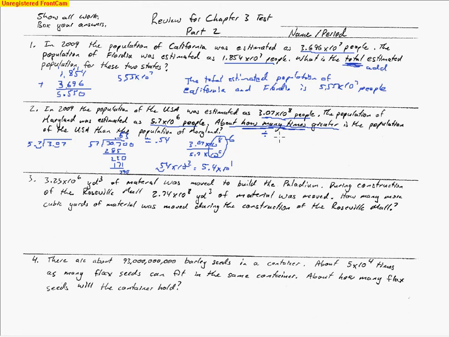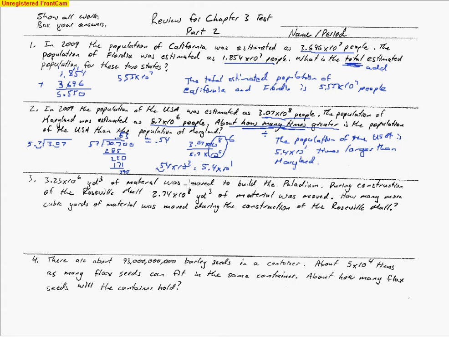If I was to write this out, I'd say that the population of the USA is 5.4 times 10 to the 1st times larger than Maryland.